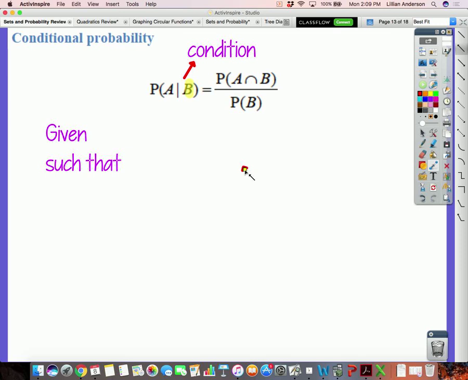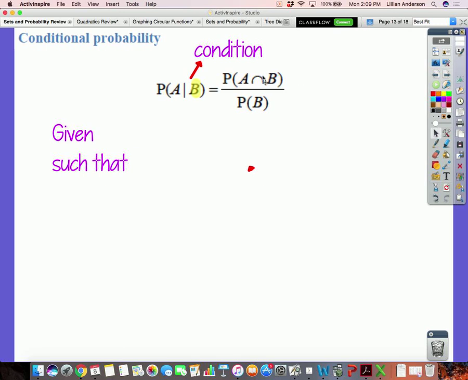Any questions? So you would need the intersection between the two events, and then you divide it by the probability of that particular condition happening.